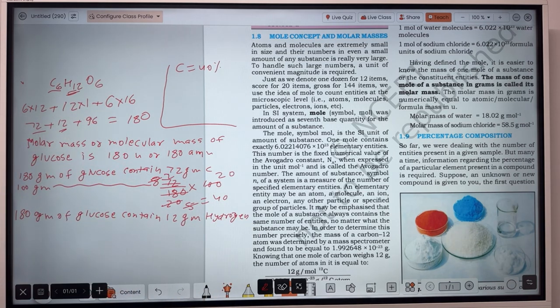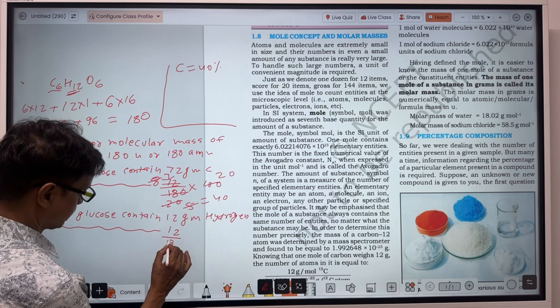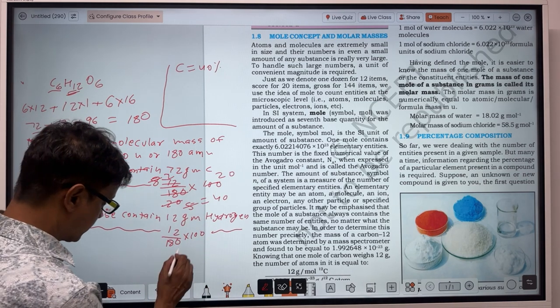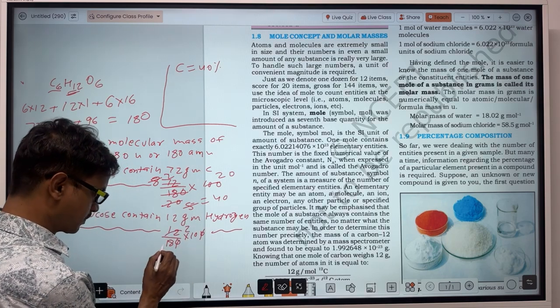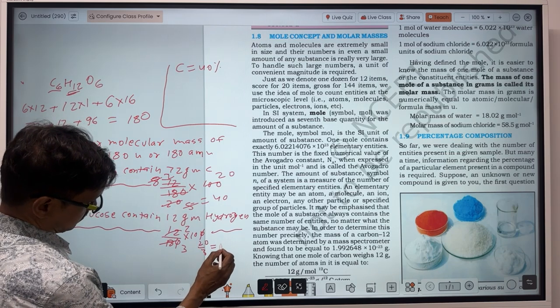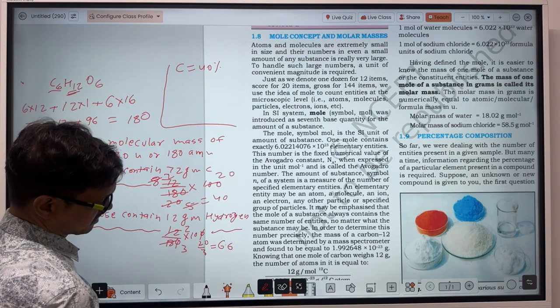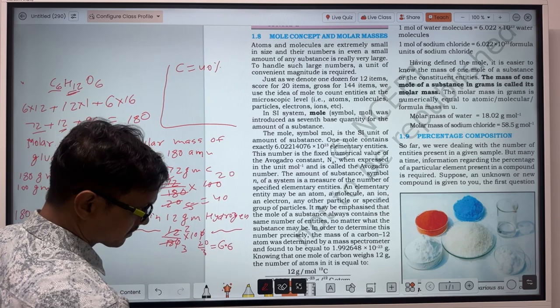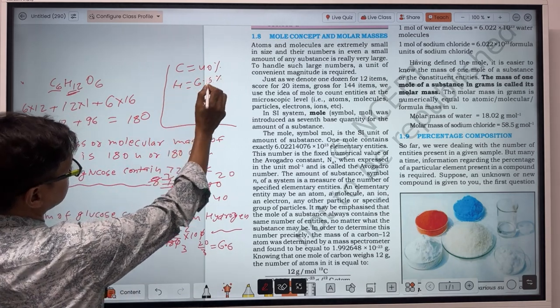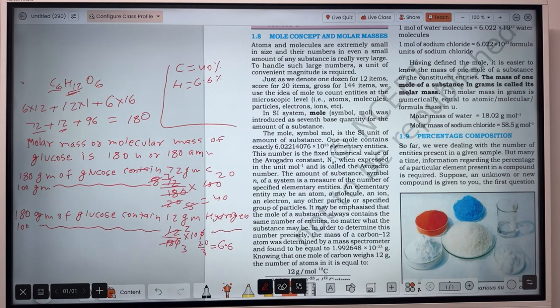So you have to calculate how much there is in 100 gram. So 100 gram of glucose contains how much? 12 upon 180 into 100, that much hydrogen. Calculate, the 0 0 cancel out. 6 2 is 12, 6 3 is 18. Now 20 upon 3, that is 6.66. So the percentage composition of hydrogen here is 6.66%, or 6.6%.